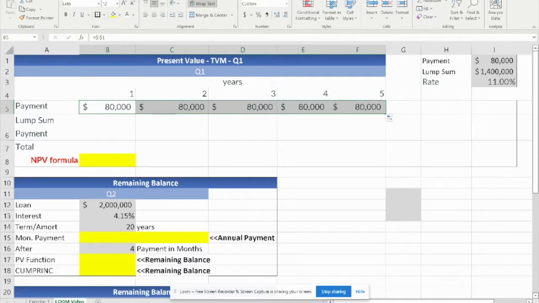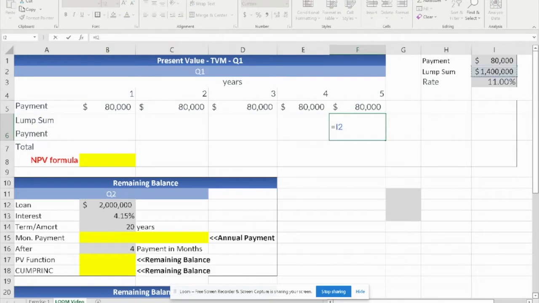It's also telling me that I'm getting a lump sum payment of $1.4 million at 5 years. So I'm going to go to year 5 and say year 5 is equal to my lump sum payment. I don't have to anchor that, since it's only going to happen once. And the total row is going to allow me to total how much money I'm getting every year.